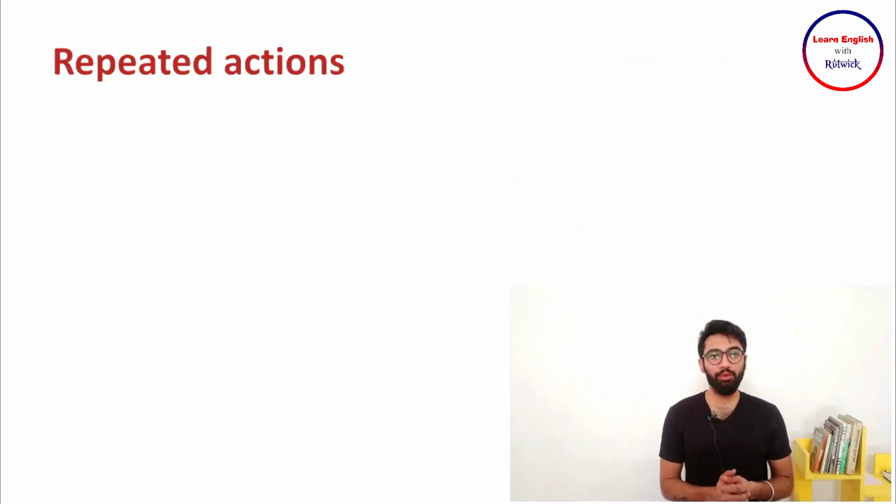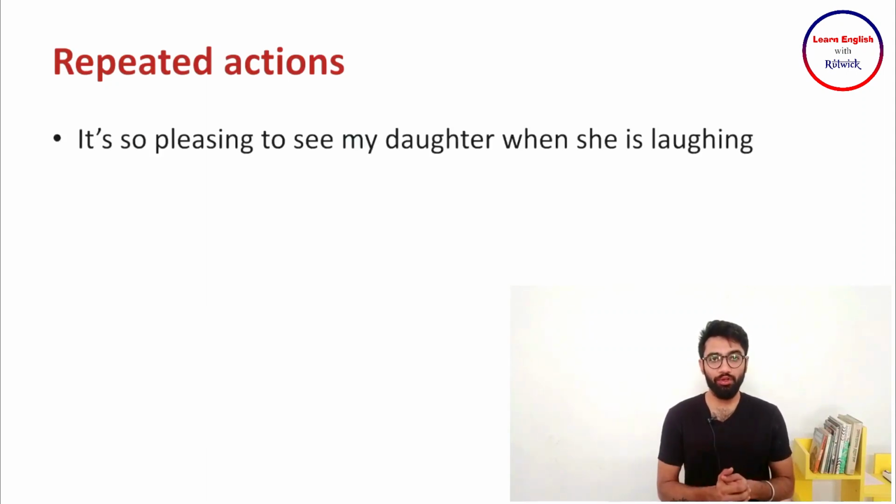The next, we may use this tense to talk about the repeated actions. Now, I believe that we had also discussed the same activity in the simple present tense. You can definitely use simple present tense to talk about the repeated activities, but in certain cases, we may also use present continuous tense. Here I have listed a few examples for your reference. The first says, it is so pleasing to see my daughter when she is laughing. So she is laughing is a present continuous tense and something which happens almost every day.